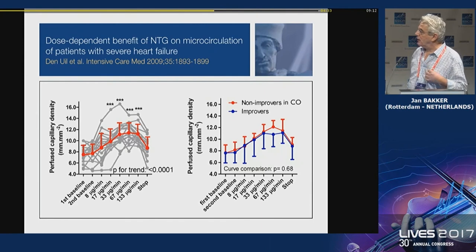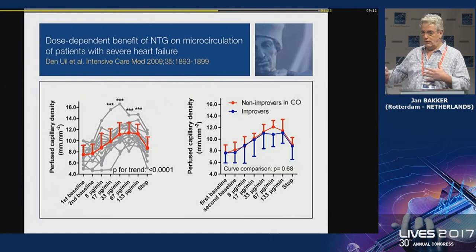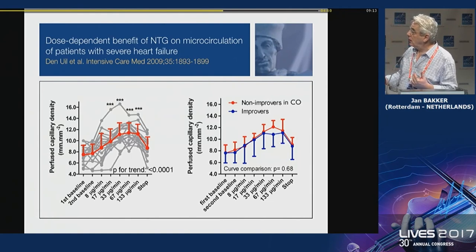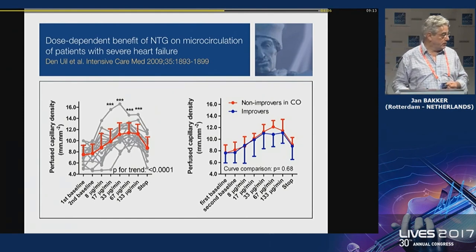And that's what Can Ince and Kostjan Denal in Erasmus also showed in Rotterdam, is in patients with severe heart failure, nitroglycerin had a great dose-dependent effect on recruiting the microcirculation, but this was not related to cardiac output. The microcirculation improved both in patients that increased their cardiac output, in blue, but it also improved in patients where there was no improvement in cardiac output.